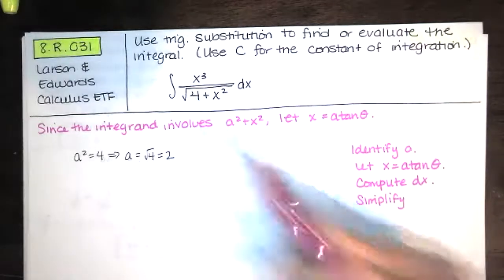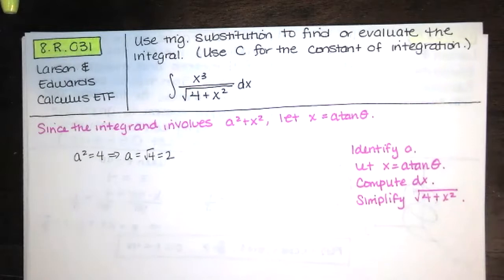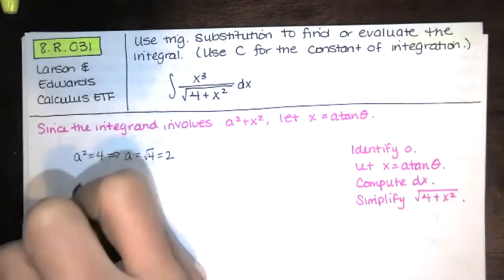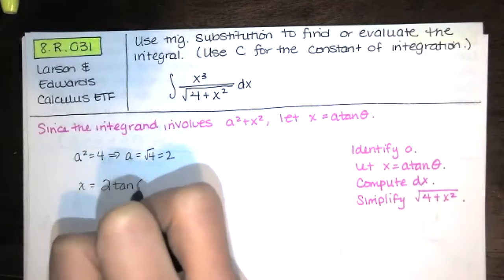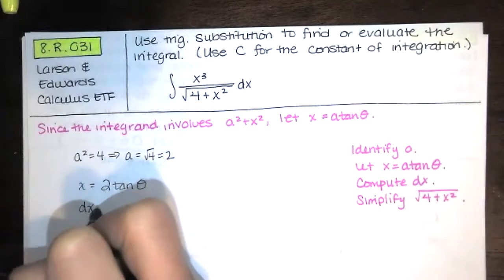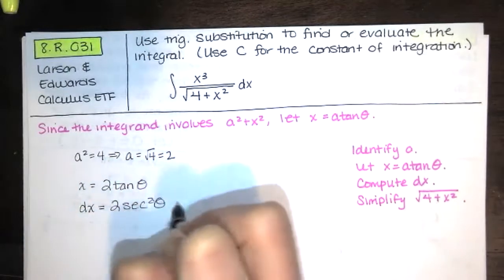So you can simplify 4 plus x squared, or you can simplify the square root of 4 plus x squared. But the idea is we want all of these in terms of theta. So we'll let x equal a, which is 2, times tangent of theta. Dx is the derivative of that. Derivative of tangent of theta is secant squared theta.